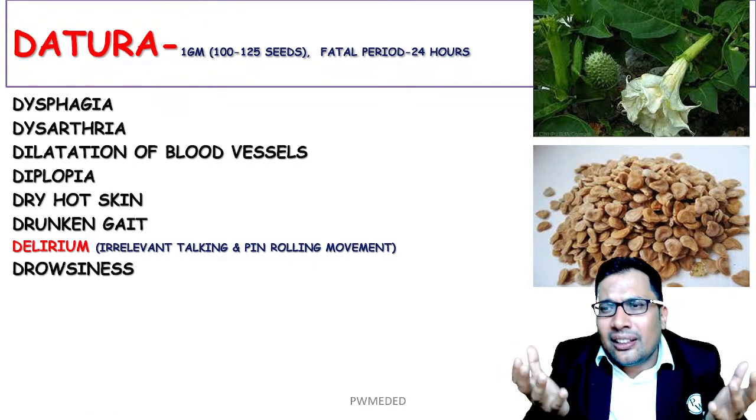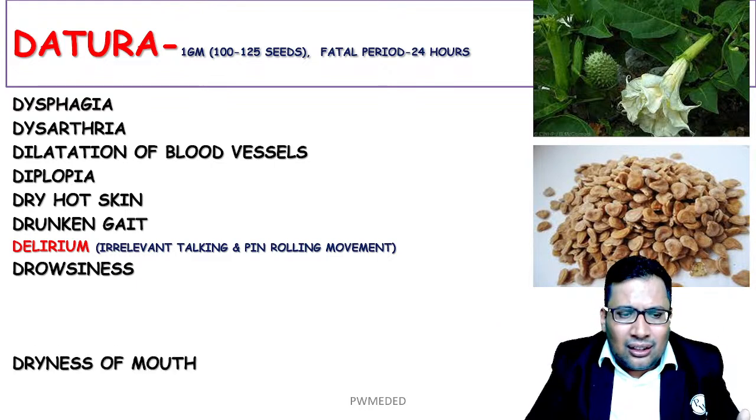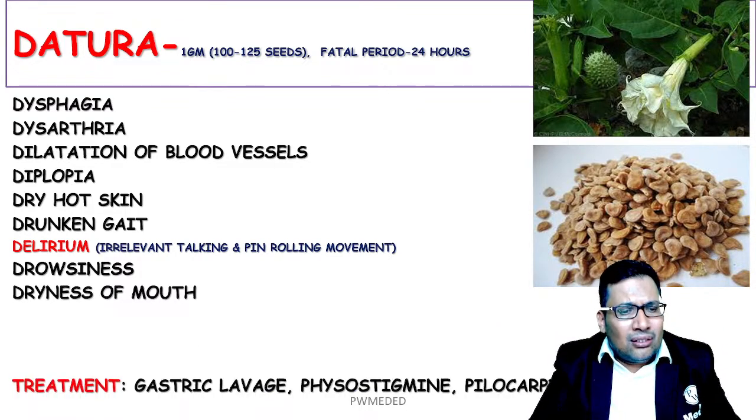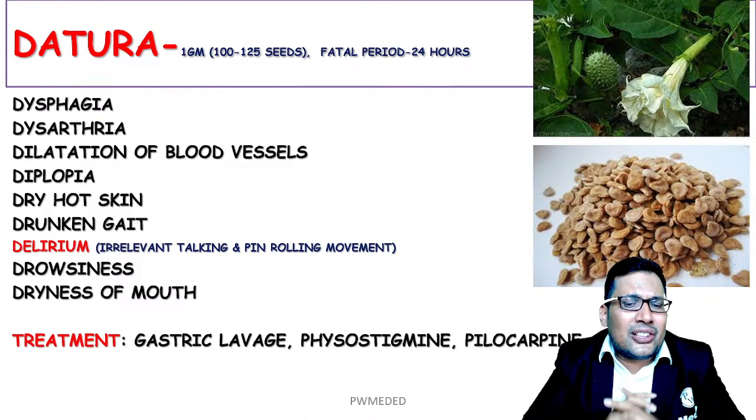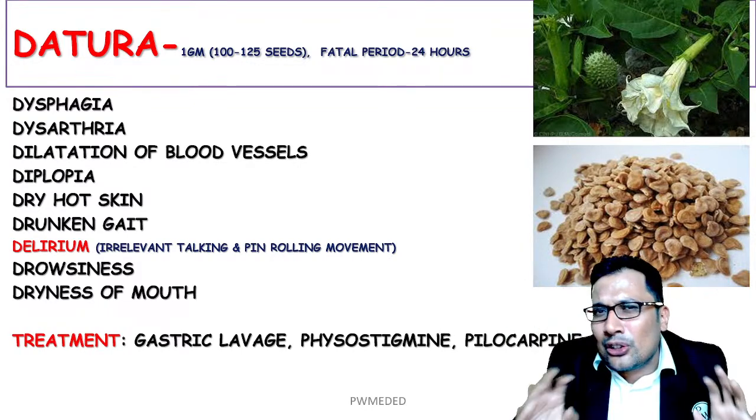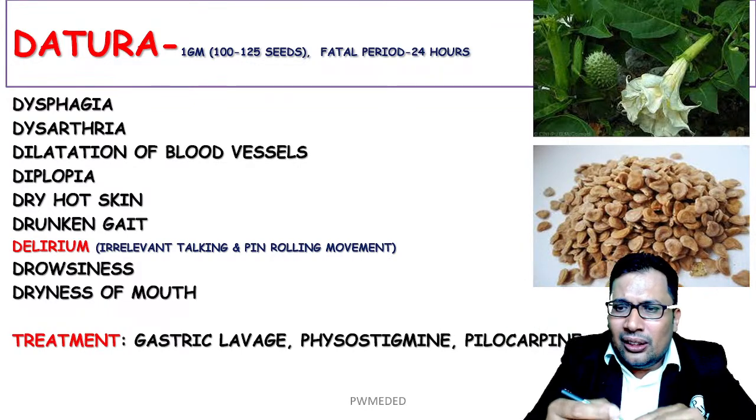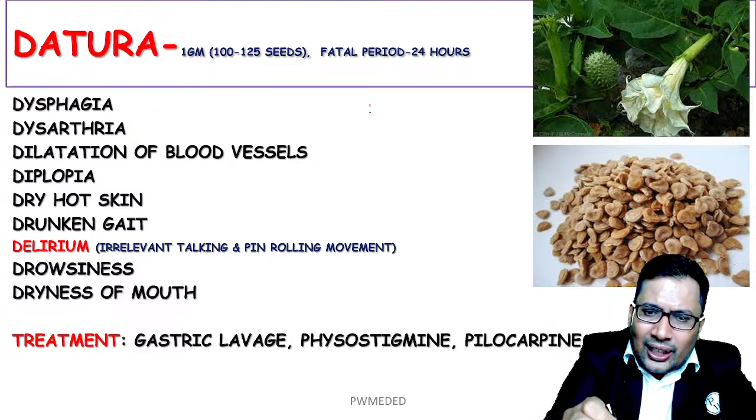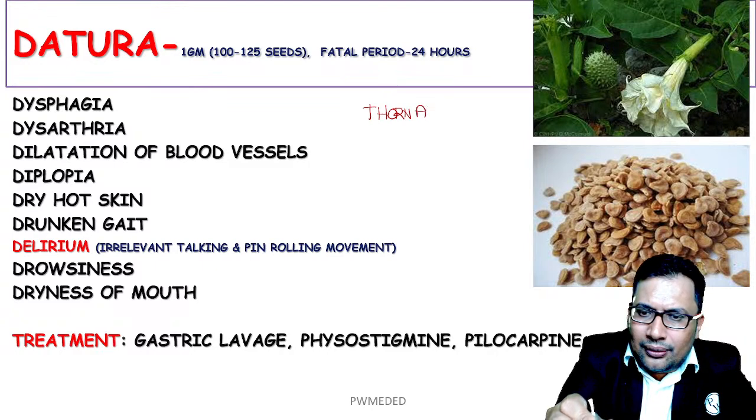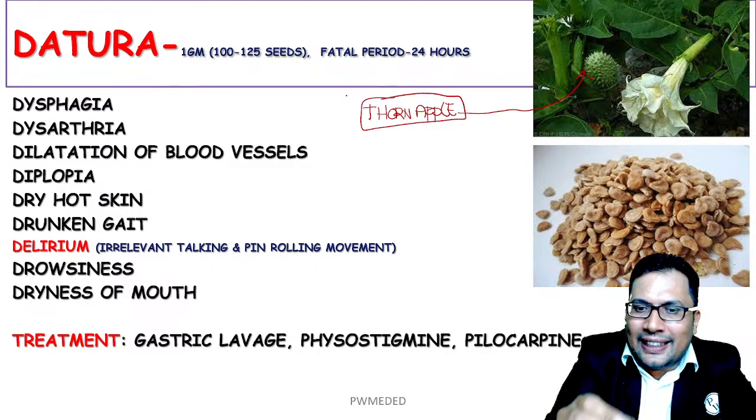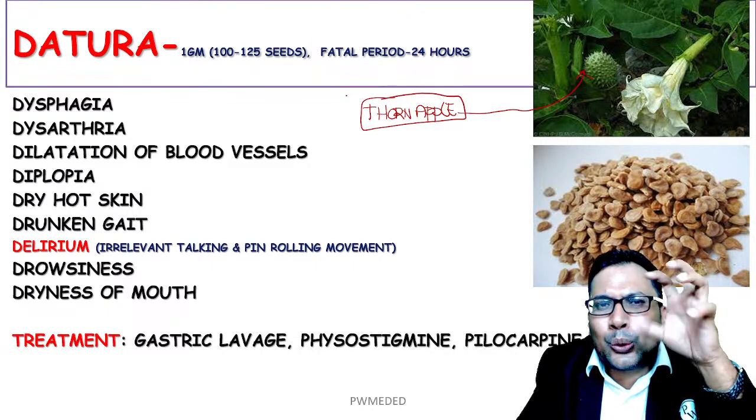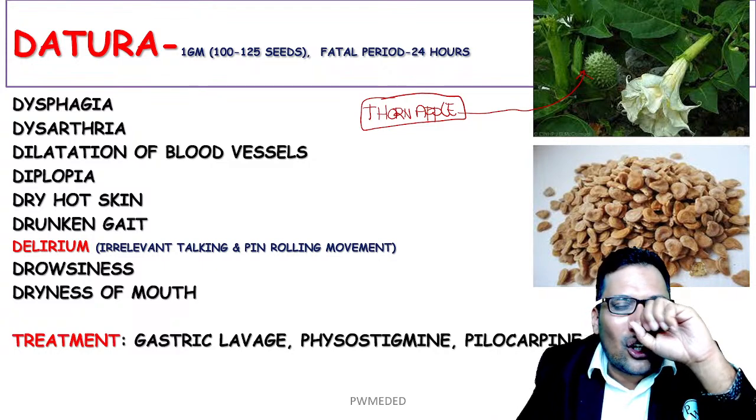Drowsiness, it is a deliriant. It causes drowsiness and dryness of the mouth. Treatment is gastric lavage. Physostigmine is used. Pilocarpine is also used. Now remember, Datura is also known as thorn apple. You can see here thorn apple. You can see the spikes, the spines over the fruit. So it is known as thorn apple.